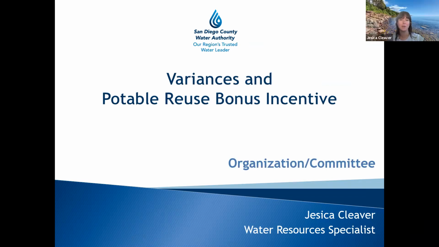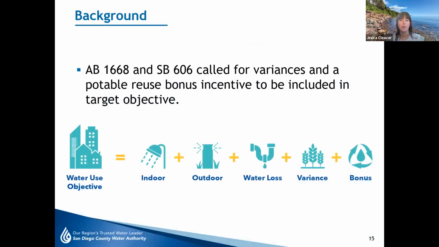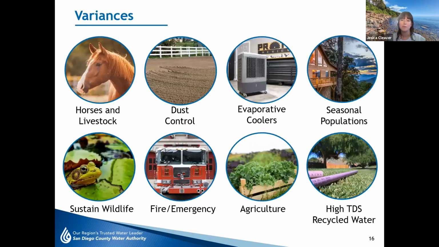Well, there's quite a bit to cover on this topic, so I'll jump right into it. If you want to advance to the next slide, please. AB 1668 and SB 606 required that variances and a potable reuse bonus incentive be included for water suppliers' water use objective. There were 8 variances called out in the legislation. However, there was also a statement that the state isn't limited to just those variances. Next slide, please.